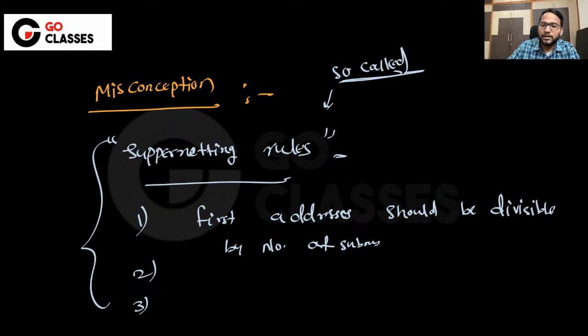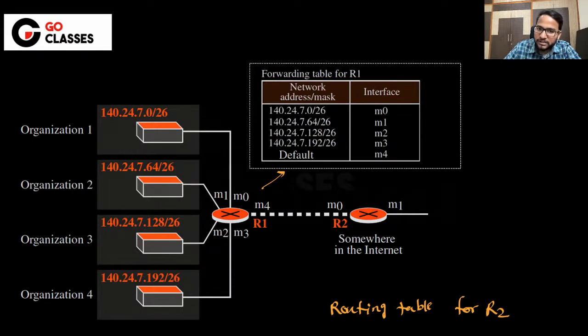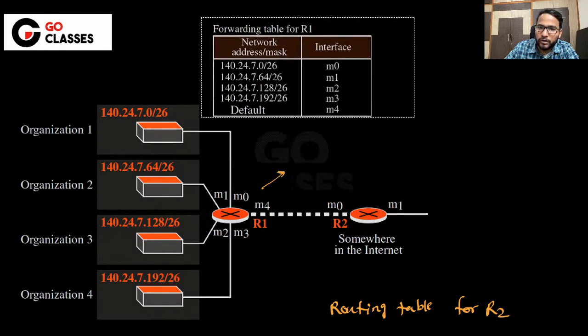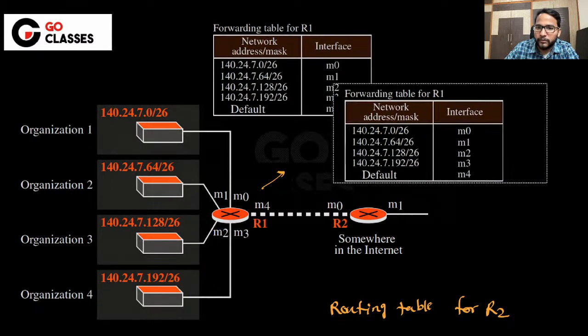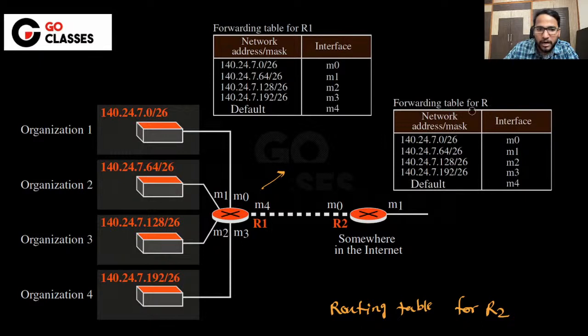Okay, so let's see how supernetting works. I will tell you why these rules are not making sense. These rules are good, but it is not necessary that they be followed. So let's check what the routing table for R2 is. If this is the routing table for R1, then the routing table for R2 will look like this. This is R2.